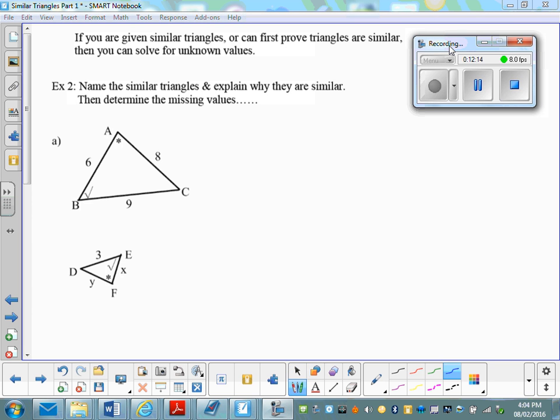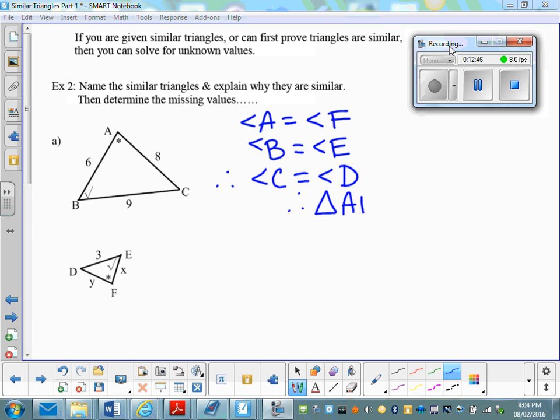So in our first one here, in these two triangles, we've got some angles labeled the same. We've got angle A is equal to angle F. We've got angle B is equal to angle E. And if two angles in one triangle are equal to two angles in the other triangle, then that third angle has to be equal to the third angle in the other one as well, because they all add up to 180. So because of that, we can say, therefore, triangle ABC is similar to triangle FED.